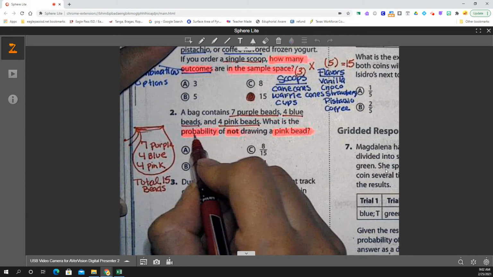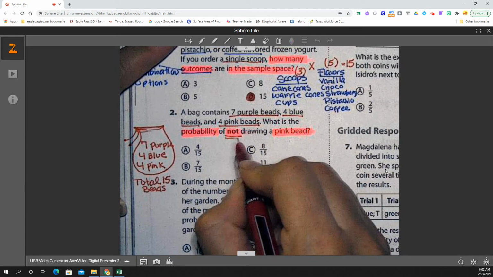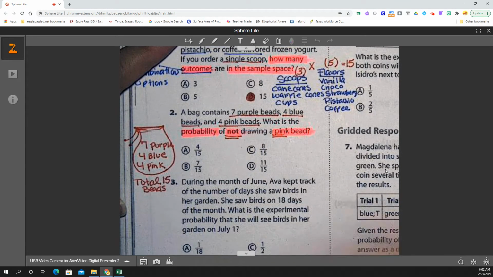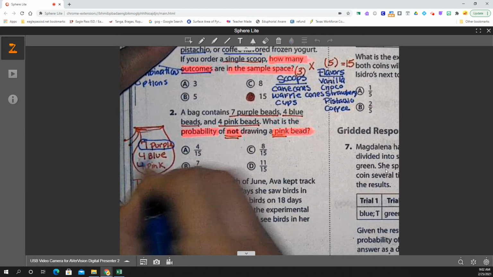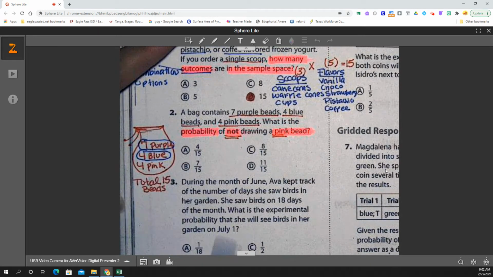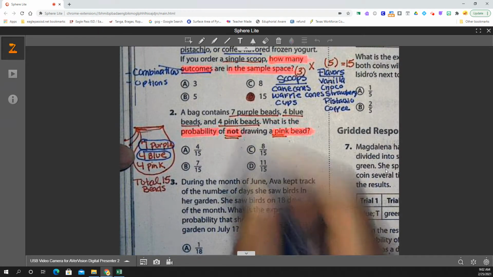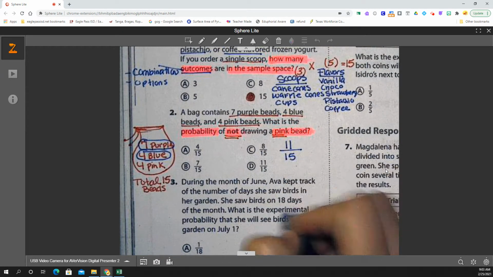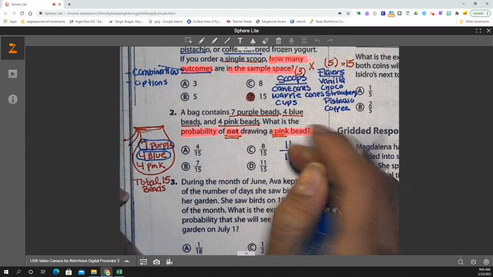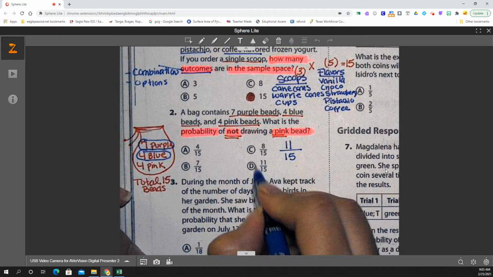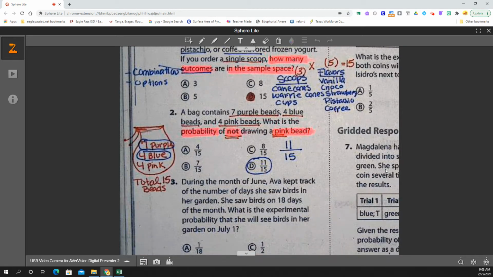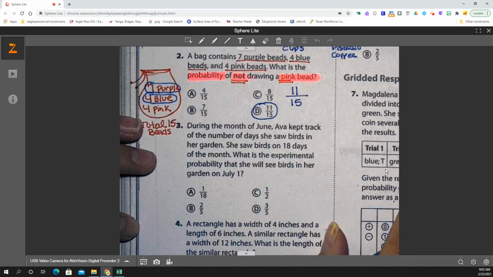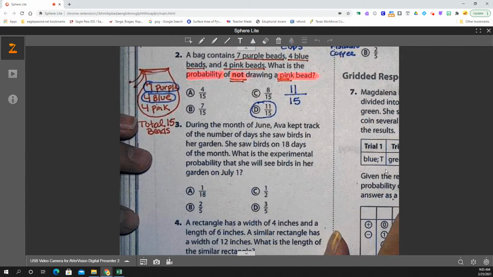Okay, and I want to know the probability of not pink. So 7 is not pink and blue is not pink. So 7 plus 4 gives me 11 and the total was 15. So that's 11 over 15. Can I simplify? Can I make this fraction smaller? No. So the answer will be letter D. Now let's continue to question number 3. Go ahead and read question number 3 and answer question number 3.